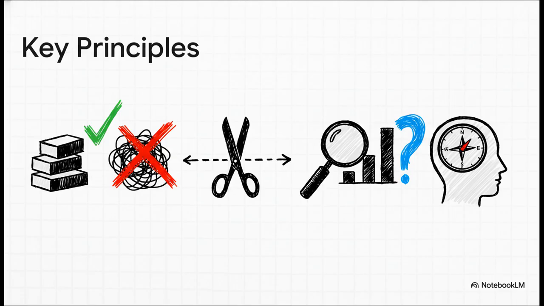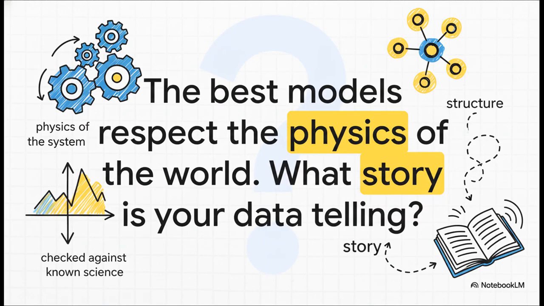And finally, your most powerful tool is always your own domain expertise. Your scientific knowledge has to be the ultimate guide. At the end of the day, the best models are the ones that respect the physics of the system they're trying to describe. They have that reality baked right into their structure, either by respecting the arrow of time or by having their results validated against known science. So the next time you're looking at a data set, don't just ask yourself, what can I predict? Ask, what story is this data trying to tell me?